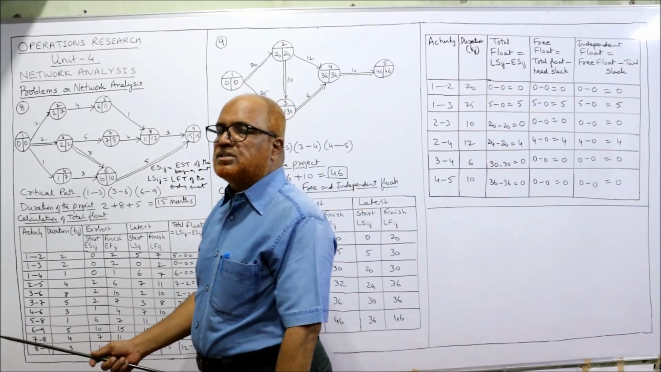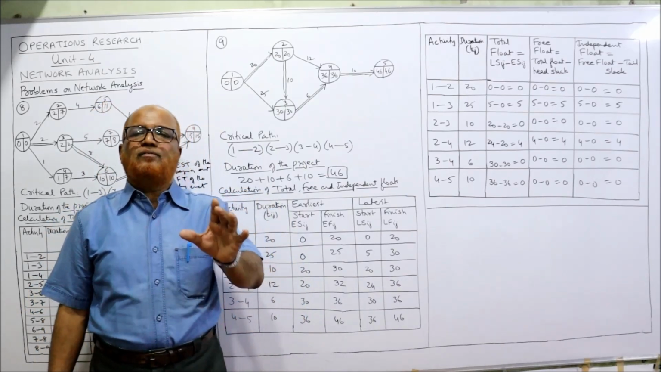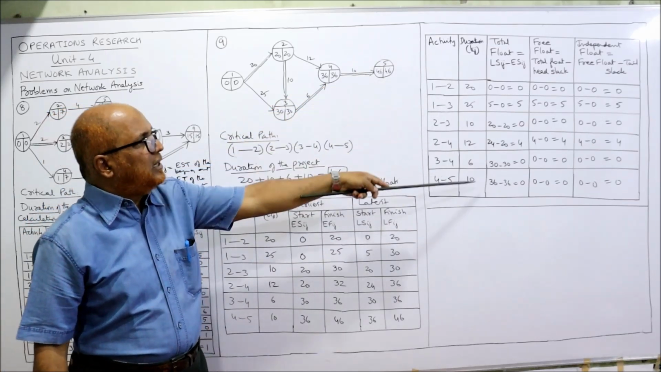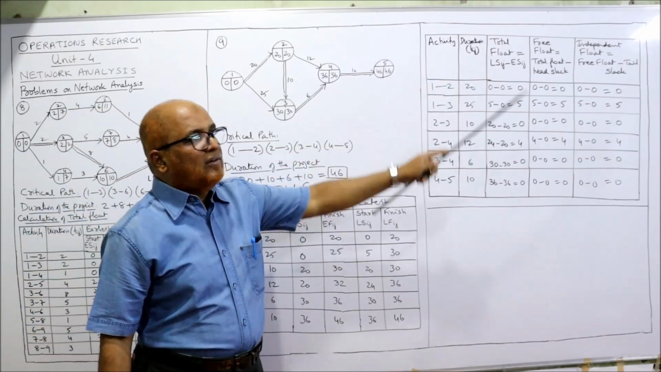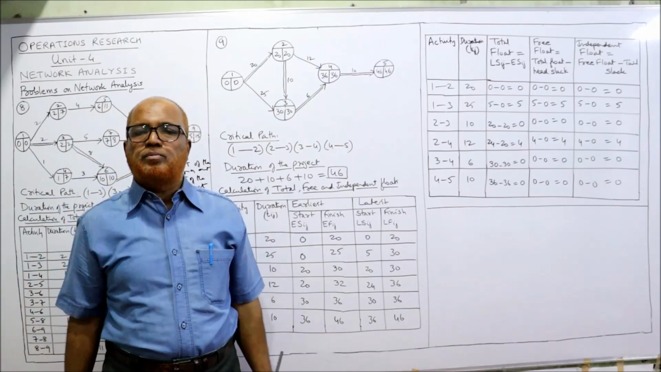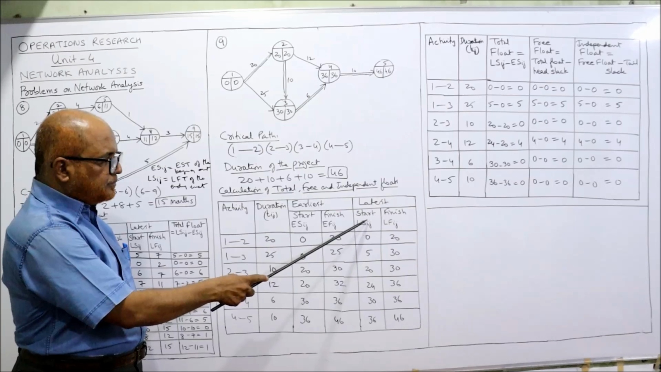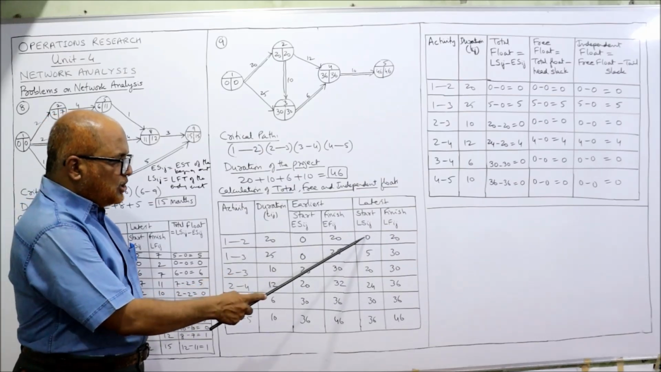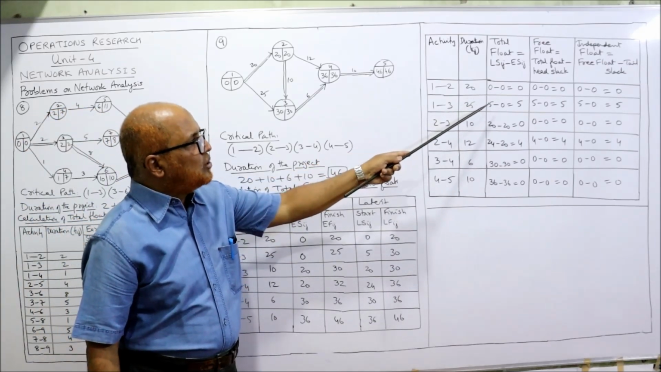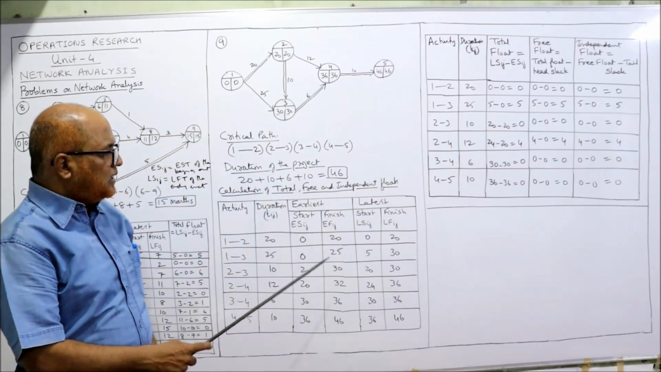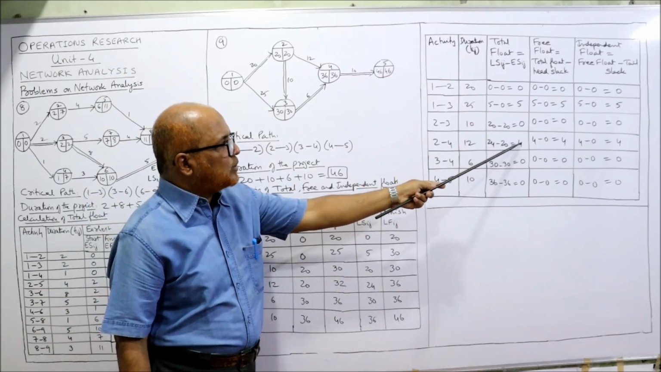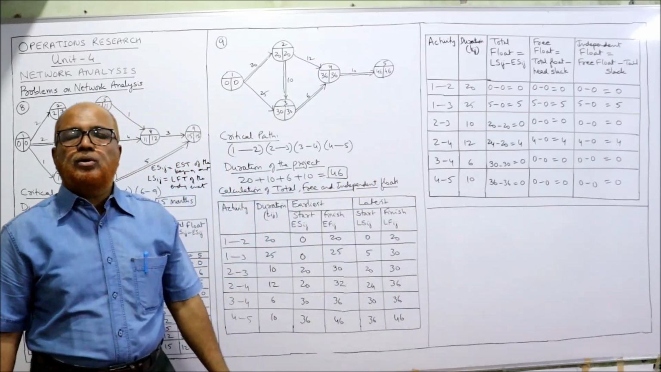Now simply we have to substitute these values in the formulas of total float, free float and independent float. Here the first column activity as it is, second column duration as it is. Now total float. The formula for total float is LSIJ minus ESIJ. We have applied this in 2-3 problems. So 0 minus 0, 5 minus 0, 20 minus 20, then 24 minus 12, 24 minus 20, 24 minus 24, 30 minus 30. Like that we got total float.